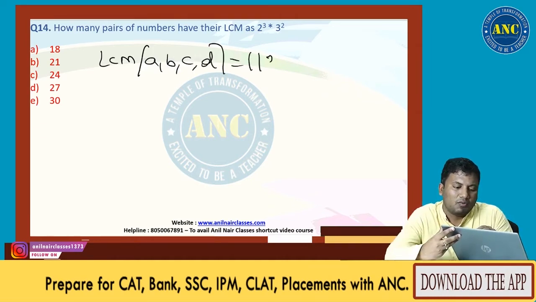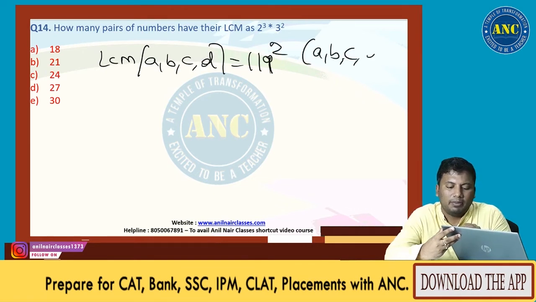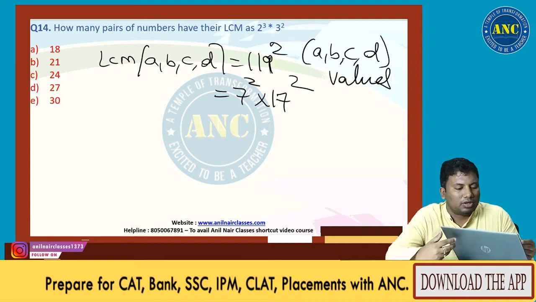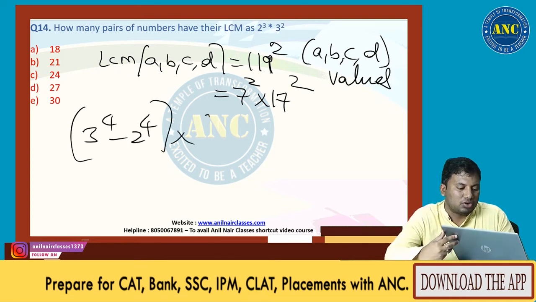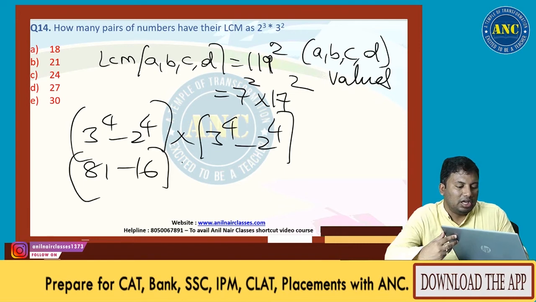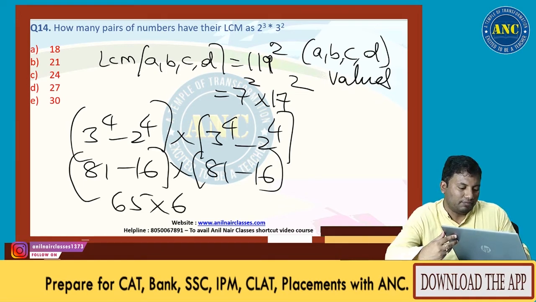LCM of ABCD is 119 square. How many values ABCD can take? This is 7 square into 17 square. Directly tell me two cases. 3 power 4 minus 2 power 4. Power is same, so same expansion will come. 3 power 4 minus 2 power 4. 81 minus 16 into 81 minus 16. 65 into 65.